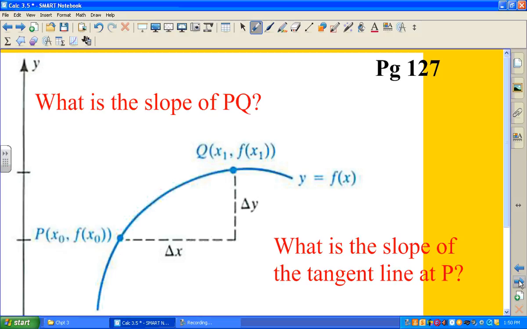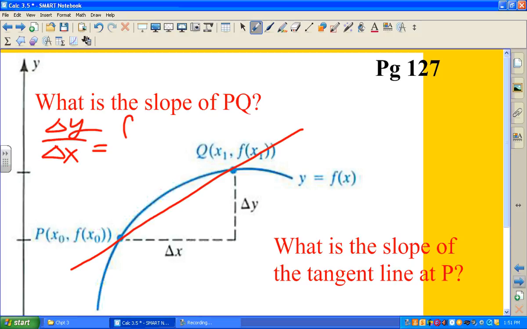What is the slope of PQ? That's a question. Oh, wait a minute, back up here. The slope of PQ is delta y over delta x, or f of x1 minus f of x0 all over x1 minus x0. That's the slope of a line between the 2 points. Look familiar?